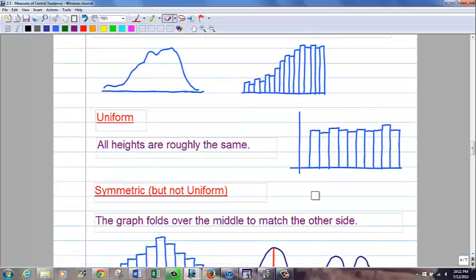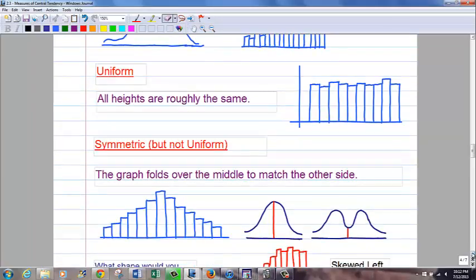Uniform. Now, perfectly uniform would be if all the bar heights were exactly the same, but we can use the term uniform to also represent if they're close to being the same, roughly about the same height. So I think this is sufficient to say this data set is uniform. It's not perfectly uniform, but they're all close. It's certainly not skewed.